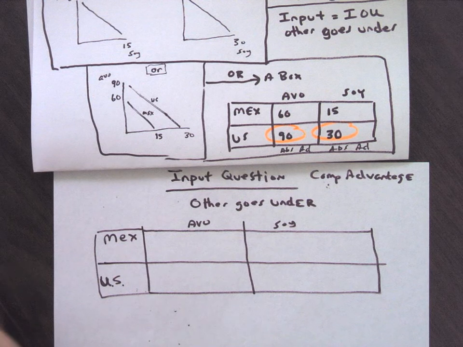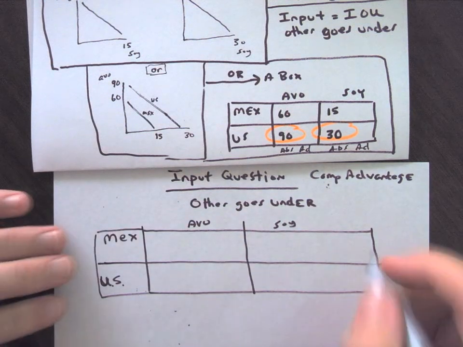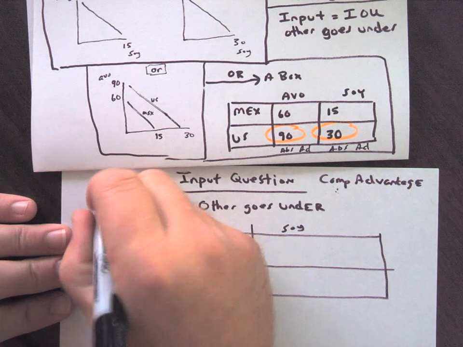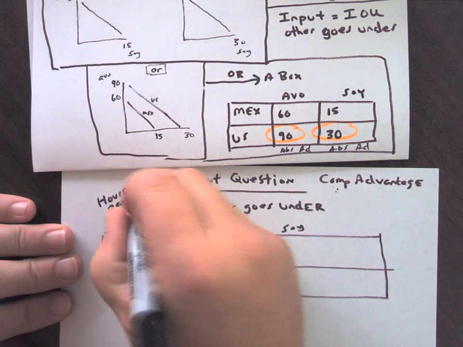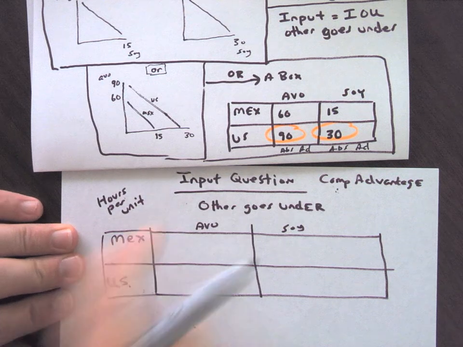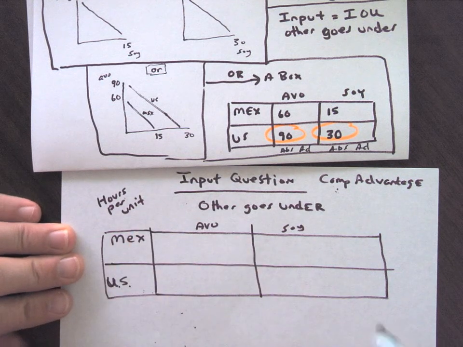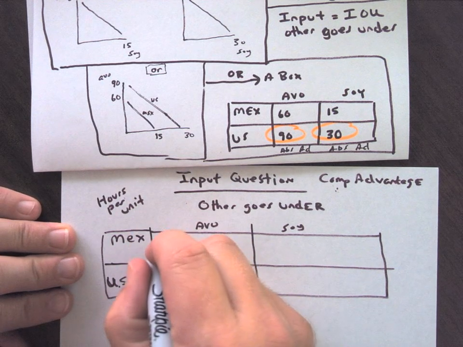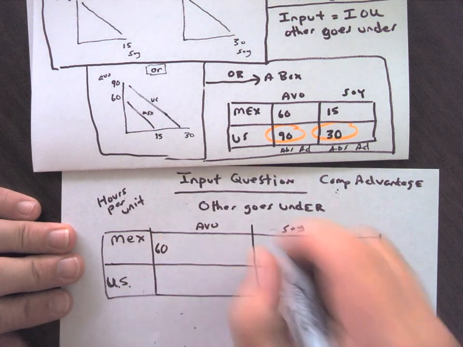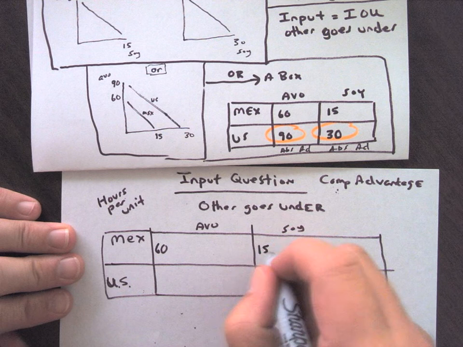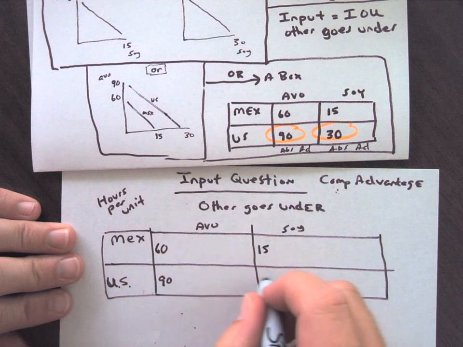What I mean by an input question would be something like hours per unit. So if it's asking how many hours it takes per unit, for Mexico, it's going to take them 60 and 15. In the US, 90 and 30.